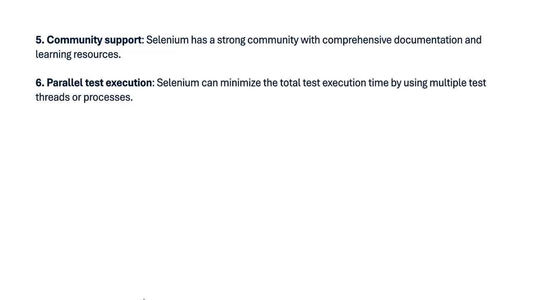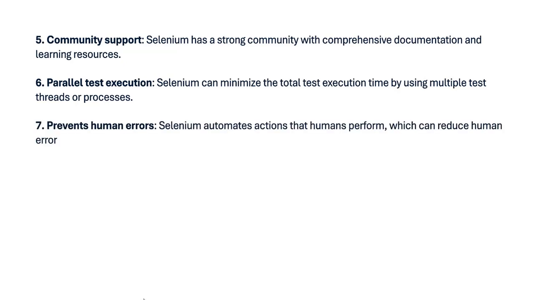Parallel test execution. Selenium can minimize the total test execution time by using multiple test threads or processes. So, as I mentioned, it provides parallel testing with the help of Selenium Grid, which will minimize the total test execution time. Okay, and it prevents human error. Obviously, right? With the help of automation tool, we can reduce the human error. So, Selenium also is one of a tool which helps us to automate all the test cases. Selenium automates actions that humans can perform, which can reduce the human error.